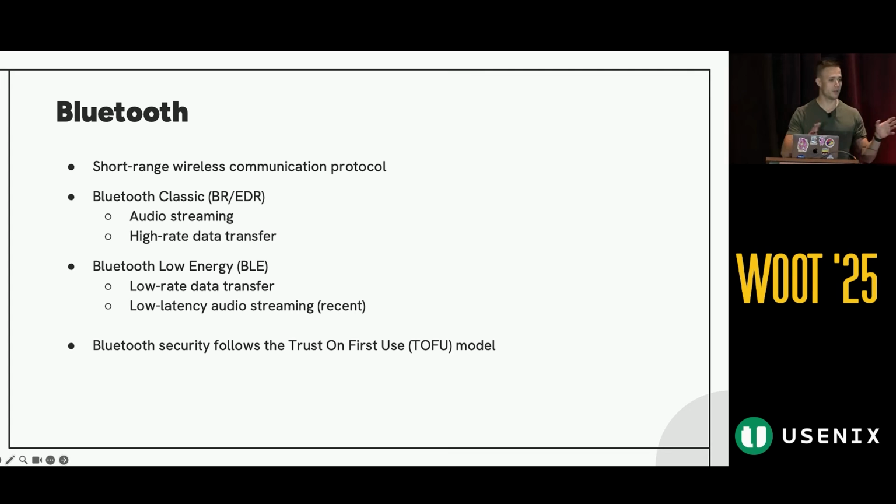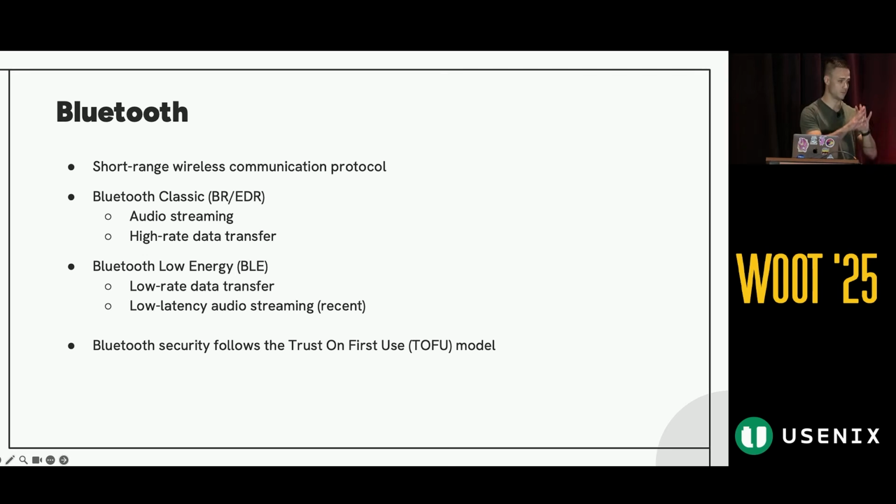There are many flavors of Bluetooth. There is Bluetooth Classic, usually referred to as BR/EDR, which is used for audio streaming and high-rate data transfer. And then there's Bluetooth Low Energy, which is BLE, for low-rate data transfer and for low-latency audio streaming, even though this is just a recent addition to the standard. And we're going to focus on Bluetooth security.